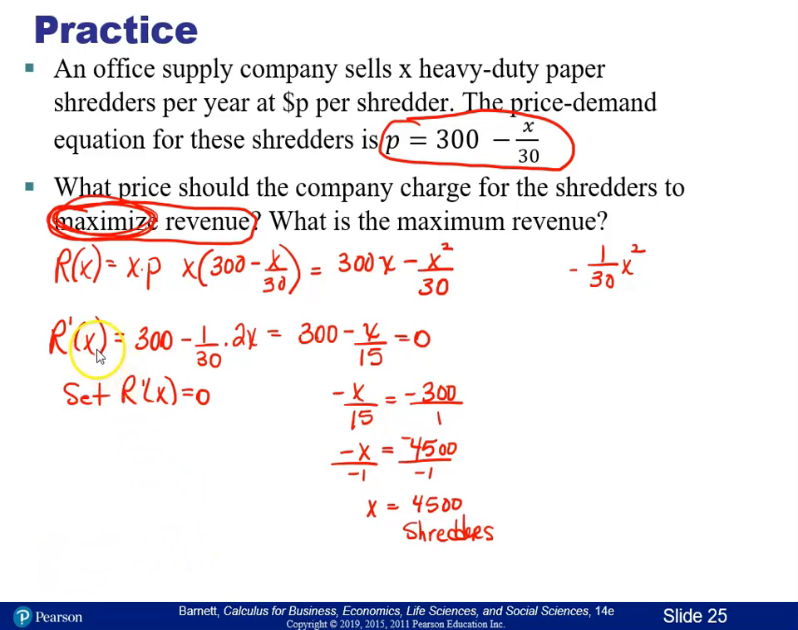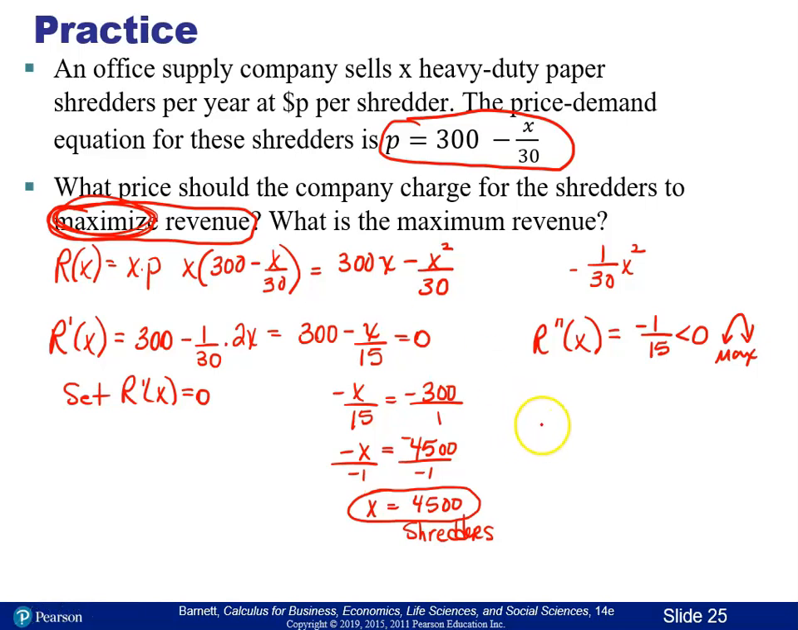Okay, to show that it is a maximum, the second derivative is probably going to be the easiest thing to do. So the second derivative: if I take the derivative of 300, that's just 0. Think of this one as negative 1/15 x, so the derivative of that would just be negative 1/15. That is less than 0, so it opens down and I have a maximum. So this does in fact give me a maximum value.